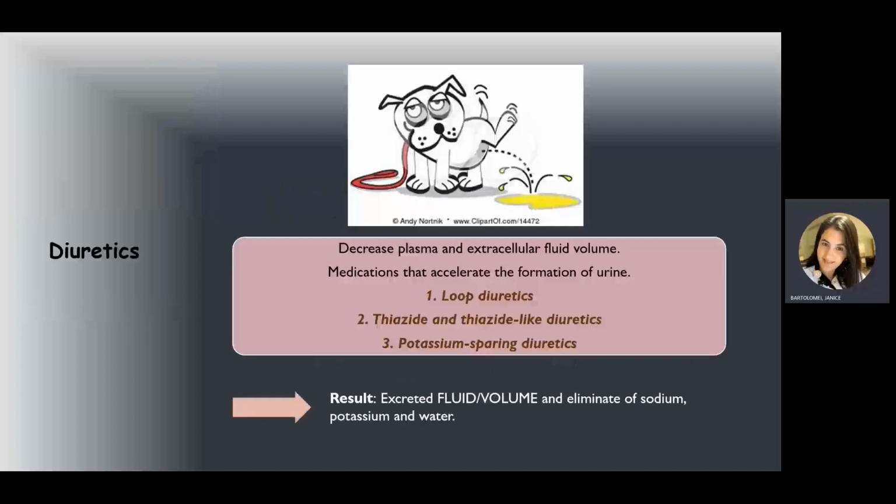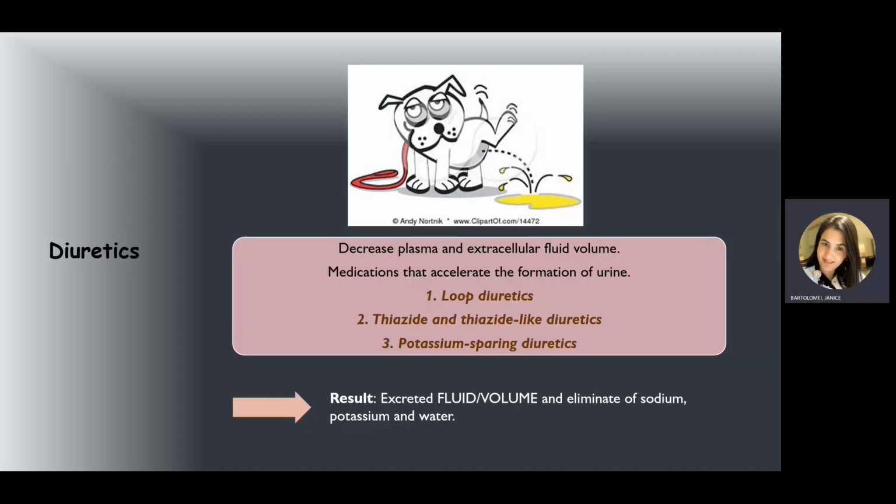All right, moving on to diuretics. And I love this picture here of the dog peeing because that's exactly what they do. They pee all the fluid, okay? So basically, this medication is going to work on fluid volume and also eliminating sodium, but in that process, you lose potassium.